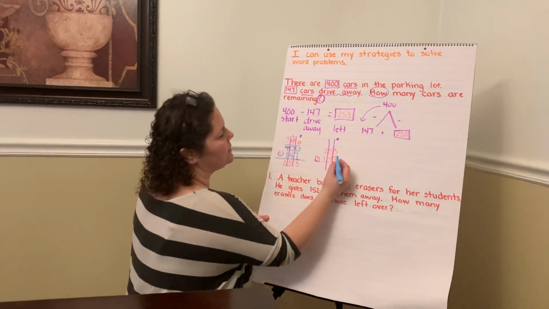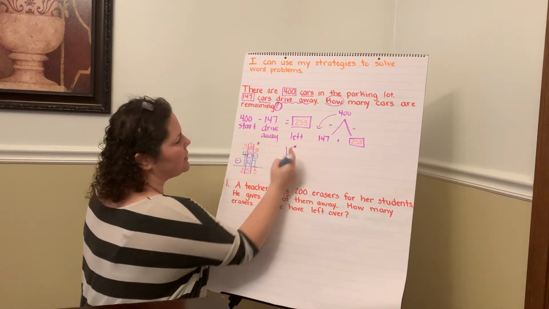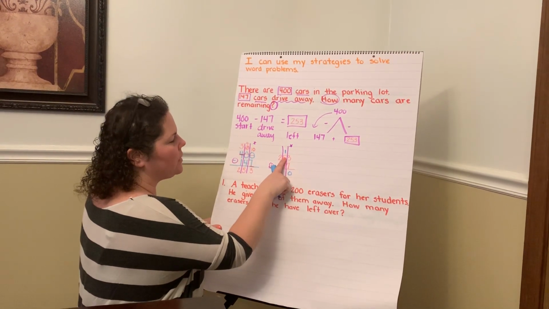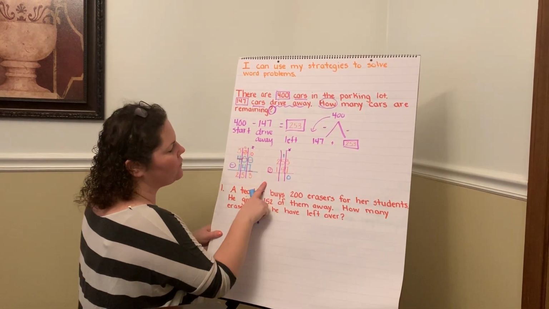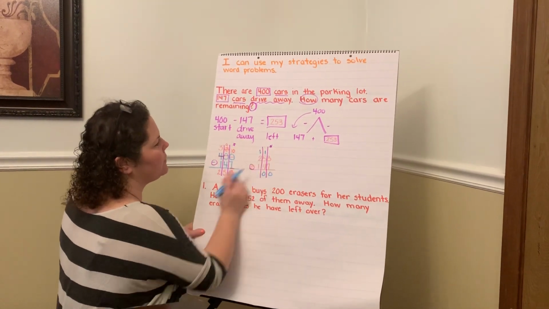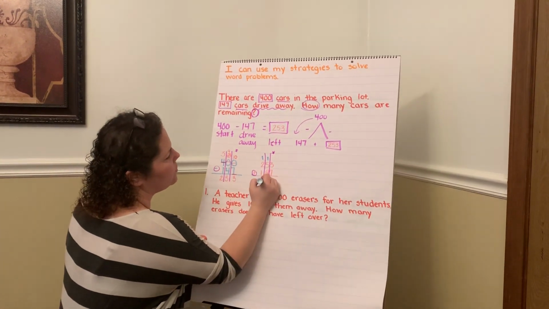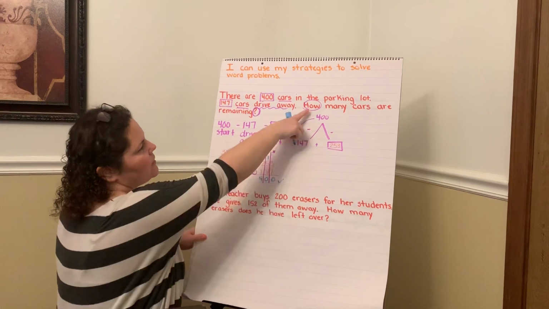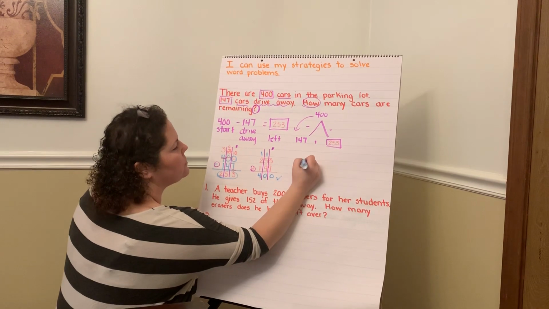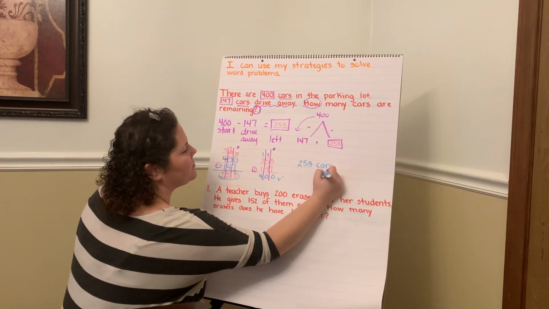So I have 3 ones plus 7 ones is equal to or the same as 10 ones. I have a 0 in my ones column and my new 10 above in the tens column. Be sure you're putting that in your tens column. I have 5 and 1 ten is going to give me 6 tens, and 6 tens and 4 tens is going to give me 10 tens. Put my 0 in the tens column and my new 100 above in the hundreds column. 100 and 200 gives us 300, and 300 and 100 gives us 400. So it checks. My question was asking how many cars are remaining. That answers that question there. So I have 253 cars remaining.